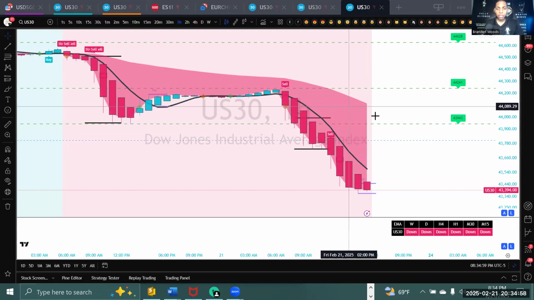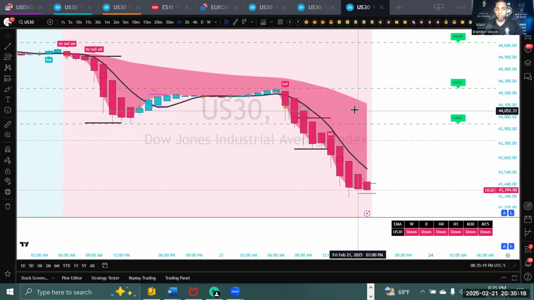We're gonna go through US 30. We're gonna go through NAS. We're gonna go through some Forex pairs. We're going to actually go through some futures, and we're going to go through some crypto as well. So we're going to just see exactly what this is doing, why it's doing it, and then how you can use it to make sure that you go into profit every single day.